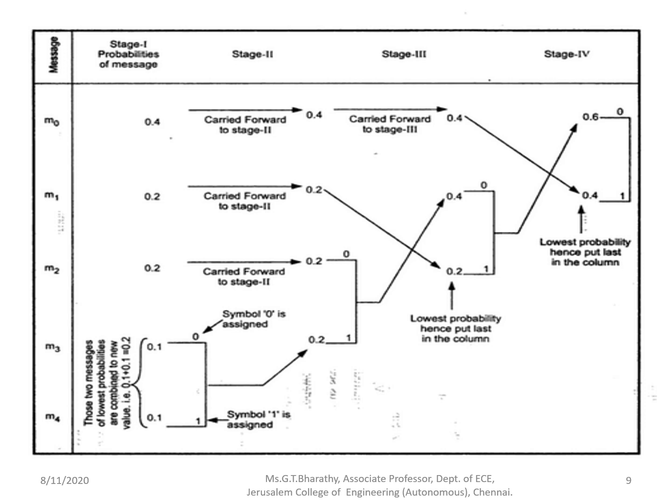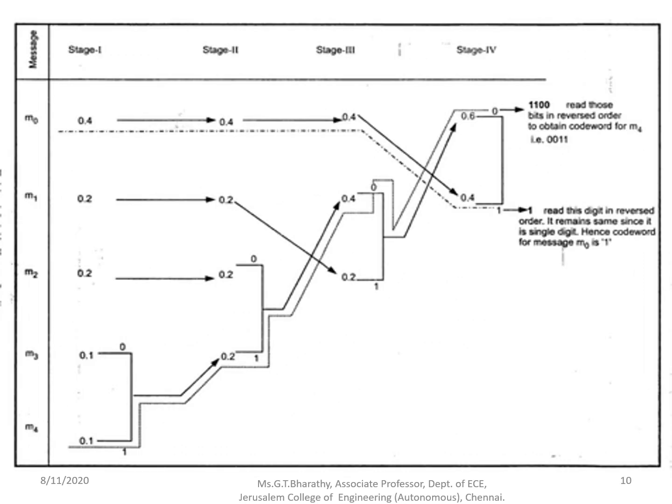Now we have to go for calculating the code word. So you have to trace the path in the forward direction for each symbol, and you have to write the code word in the reverse direction. So let us see how to do it. So you can see the same diagram here: stage 1, stage 2, stage 3 and stage 4.